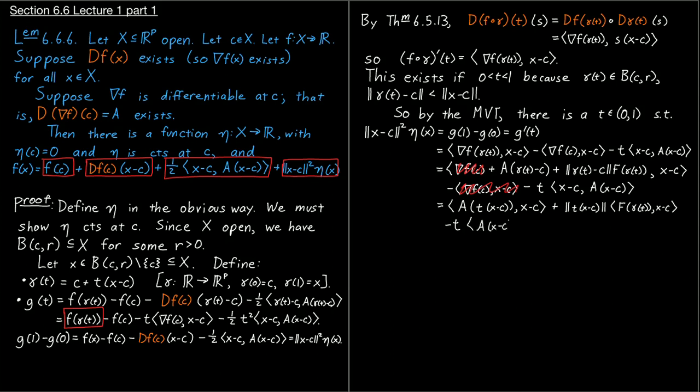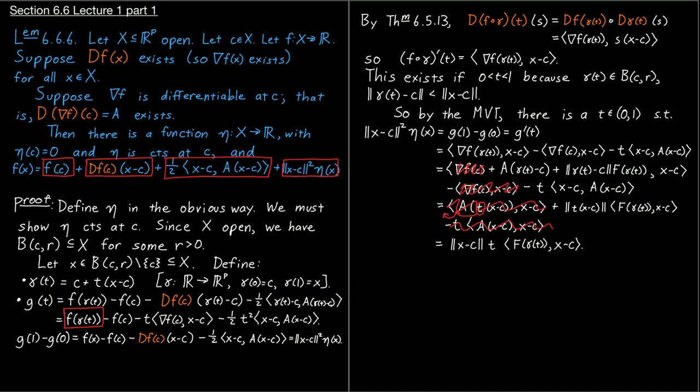I'll play a little fast and loose with the order. We put them in real variables. It doesn't matter. And then we see you can move the t, this t here, out of the linear operator and then all the way out of the inner product. So these two terms are going to cancel, and we're left with a norm of x minus c, and then a t, and then an f of gamma of t, x minus c, inner product.